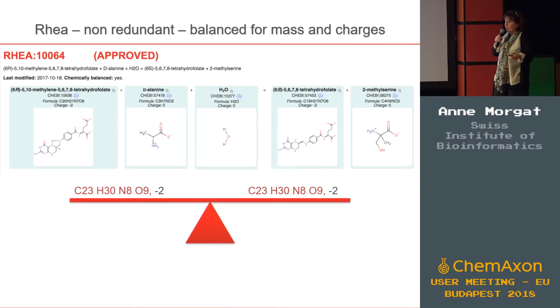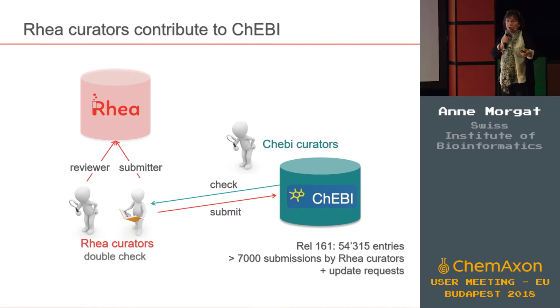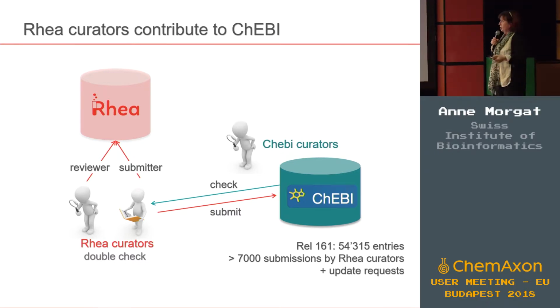Using this process, we can ensure that RHEA is non-redundant and is chemically balanced for mass and charge, which is not the case for some other metabolic resources like KEGG or BiGG. In order to ensure high quality, RHEA reactions are double-checked. So we have a cycle of review, submission, then review before any approval.